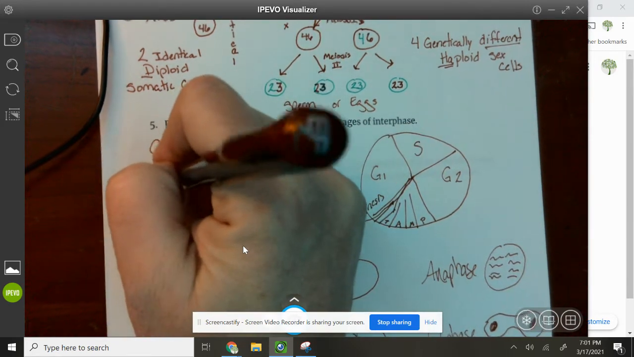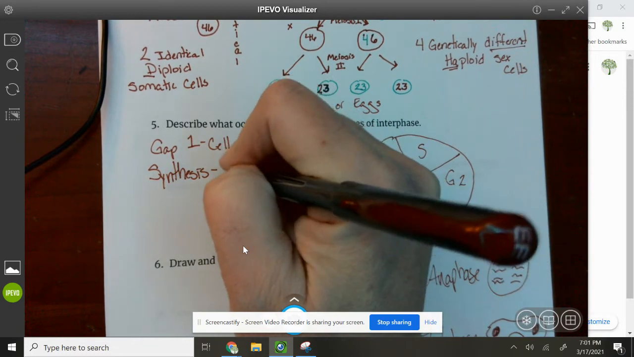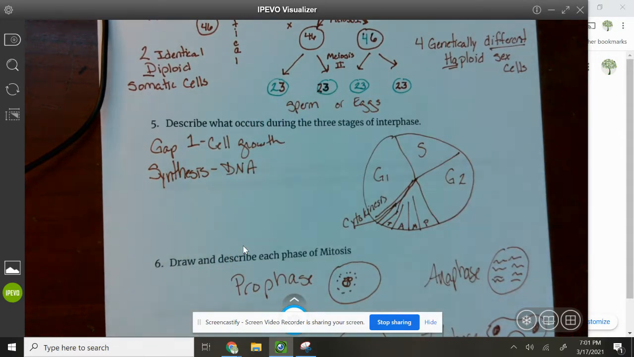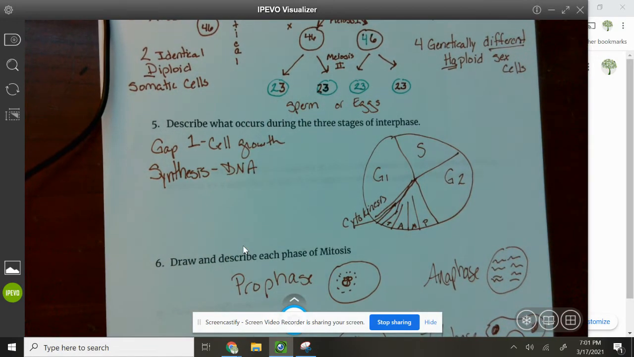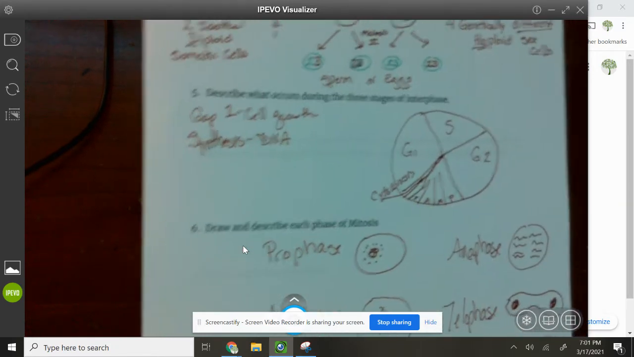S stands for synthesis. And what are we synthesizing? We are synthesizing DNA. So it's the creation of new DNA, DNA synthesis. The old DNA is used as a template to make identical strands of new DNA, because remember, we want them to be identical. Everything should be the same.